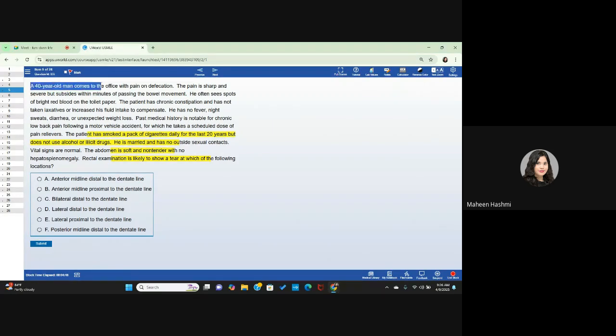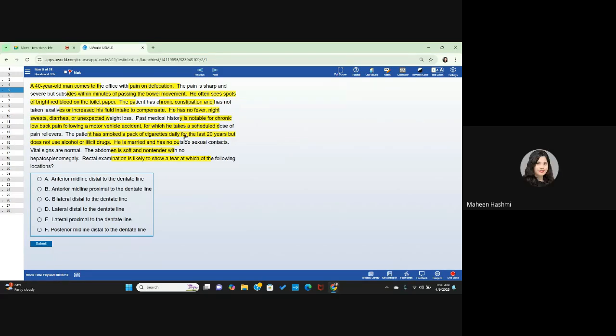Okay, so we have a 40-year-old man. He comes with pain on defecation. The pain is really severe, and it subsides within minutes of passing the bowel movement. He has chronic constipation, and he has not taken any laxatives. What do you think is the picture? It's very easy. This is anal fissure. Fissures are posterior midline, distal to the dentate line.